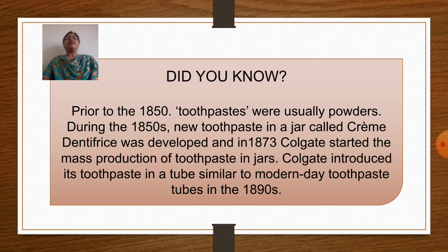Fun fact, prior to the 1850s, toothpastes were usually powders. During the 1850s, a new toothpaste in a jar called cream dentifrice was developed, and in 1873, Colgate started the mass production of toothpaste in jars. Colgate introduced its toothpaste in a tube similar to modern day toothpaste tubes in the 1890s.